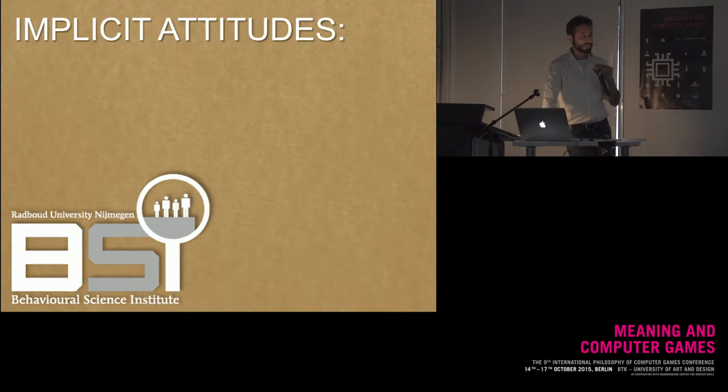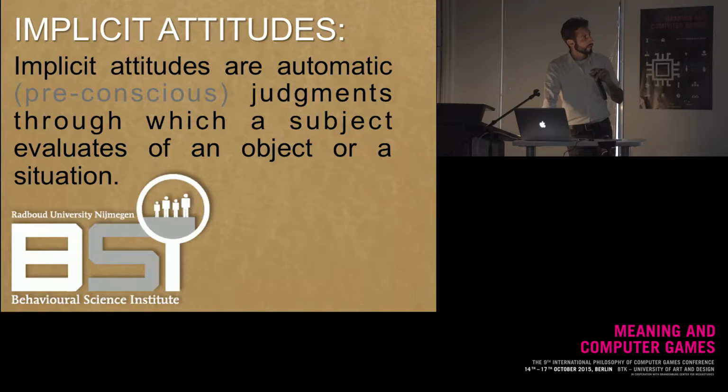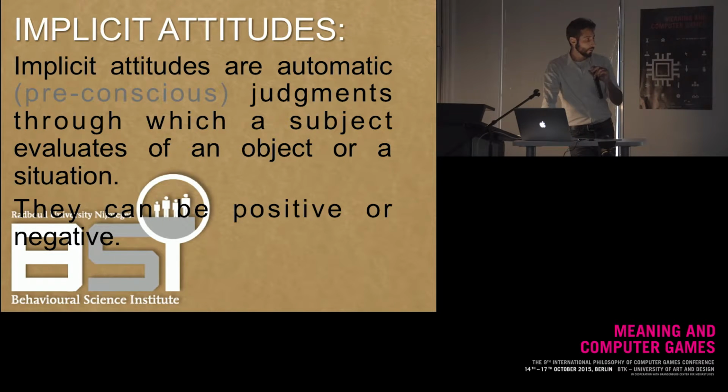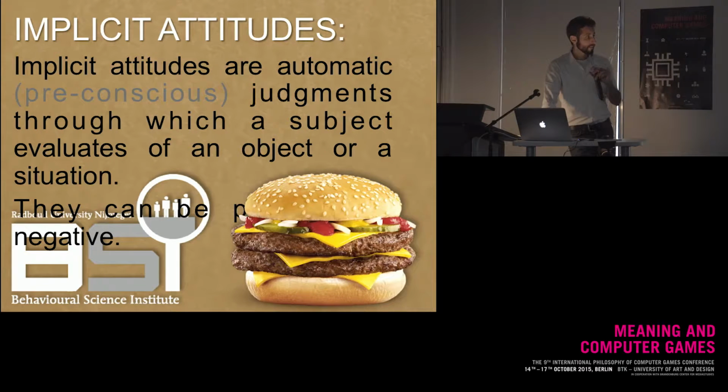And some of the scholars there are busy with implicit attitudes. So what are implicit attitudes? They are automatic judgments through which a subject evaluates an object or a situation. Normally they can be positive or negative. And in particular, the BSI is working with food-related implicit attitudes, so implicit attitude towards especially fatty and sugary foods.